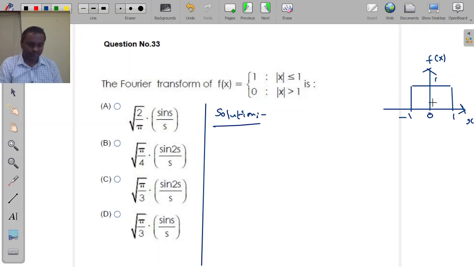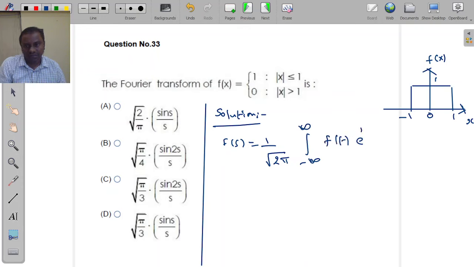Now we need to get the Fourier transform of this signal. The definition of the Fourier transform is F of s equal to 1 by under root 2 pi, integration from minus infinity to infinity of f of t e power jst dt. Now 1 by under root 2 pi integral, but the signal exists only from -1 to 1. So rather than minus infinity to infinity, the limits are -1 to 1, and f of t, the signal magnitude, is only 1, into e power jst dt.